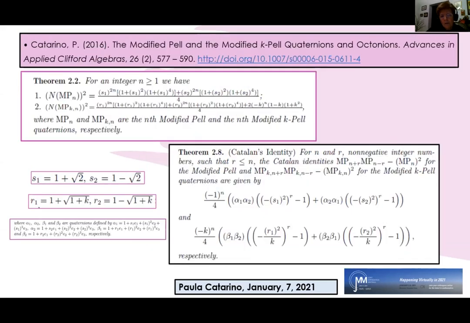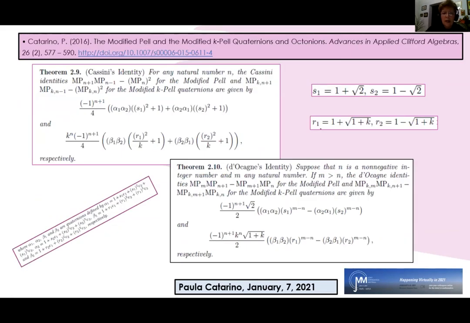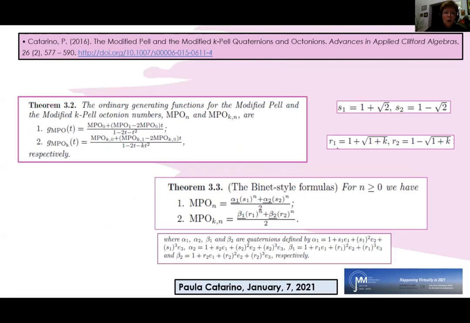Here we have some properties of this sequence, like some identities, Catalan's identity, for example, also the norms of these quaternions, the square of the norms, and more identities of this sequence. The second one is Cassini's identity, and the other one is d'Ocagne's identity. Also, you have the generating function of this sequence and the Binet formula as well.